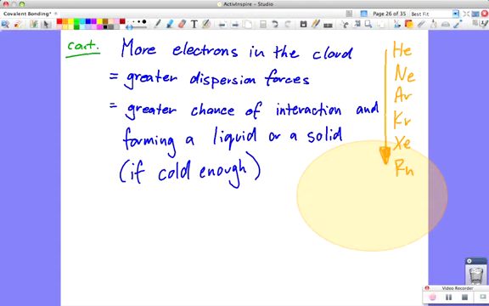There's more of this electrostatic attraction potential as you get bigger and bigger molecules or atoms. If there's more electrons in the cloud, you get greater dispersion forces, greater chance of interaction, and forming a liquid or solid if it's cold enough. Okay, so basically big molecules are stickier with this weakest of all intermolecular forces, the dispersion forces.